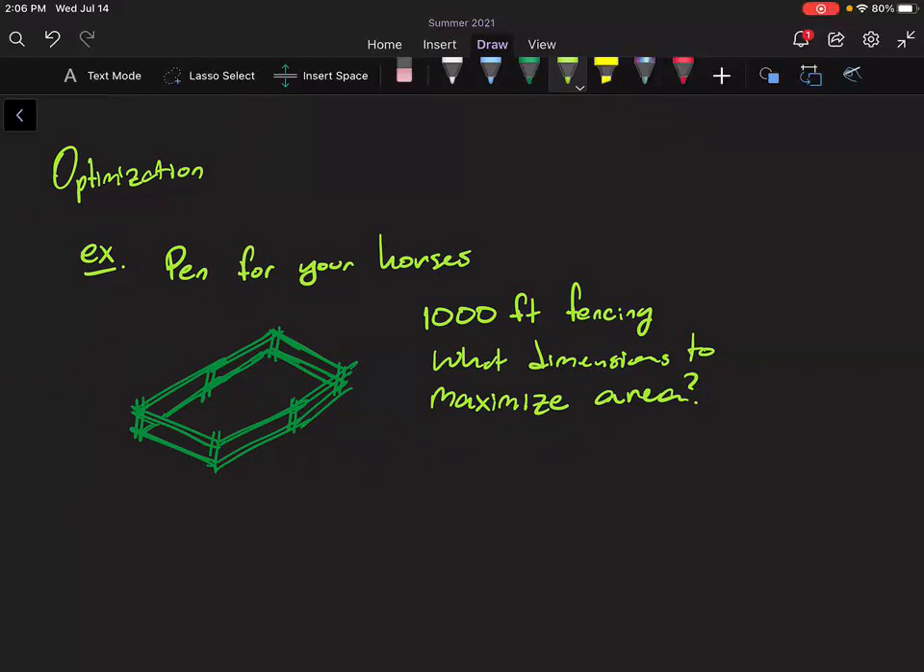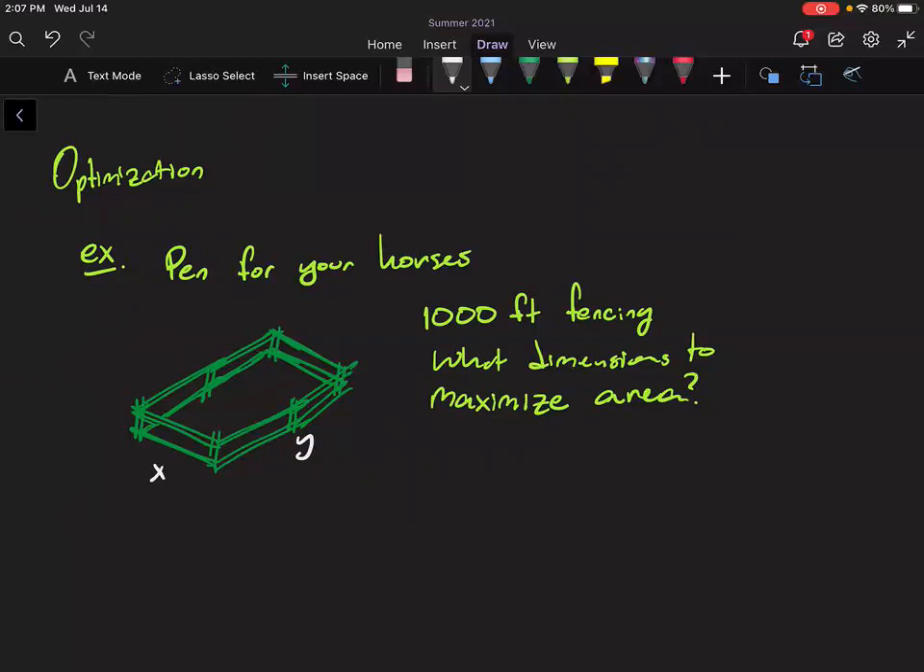So here's one. We have a pen, we want to build a pen for our horses. We have 1,000 feet of fencing. The question that we want to answer is, if we have side lengths x and y, what dimensions should we choose for x and y to maximize area? That way our horses have as much room to play.